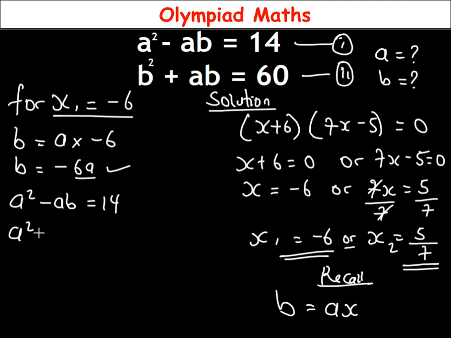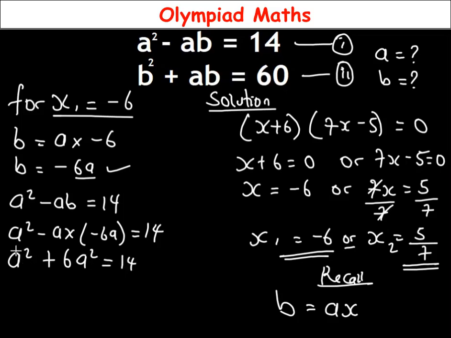So a squared minus a times b, which is minus 6a, is then equal to 14. So from here, a squared, now minus a times minus 6a is plus 6a squared, is equal to 14. a squared plus 6a squared is 7a squared, which is equal to 14. Then to solve for a squared, 7 over 7, 7 divided by 7, you have a squared is equal to 14 over 7, which is equal to 2.